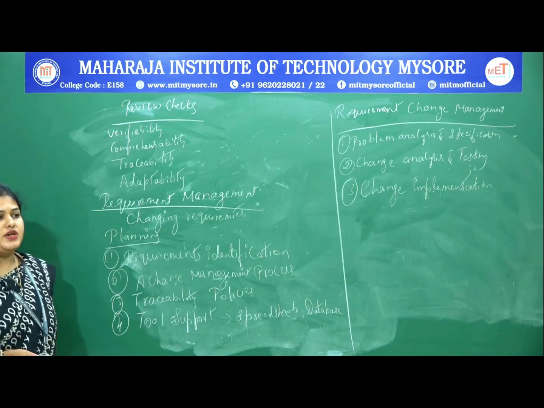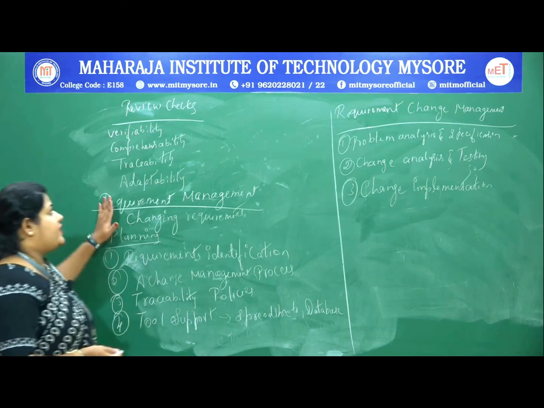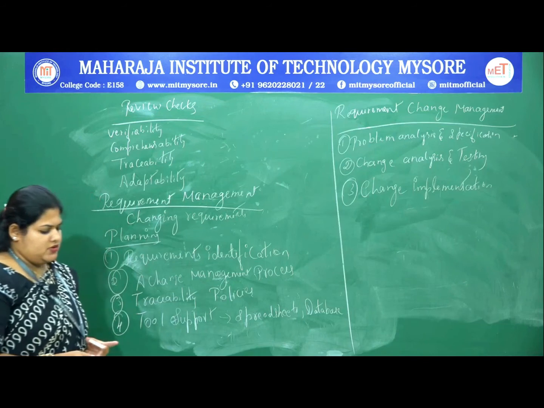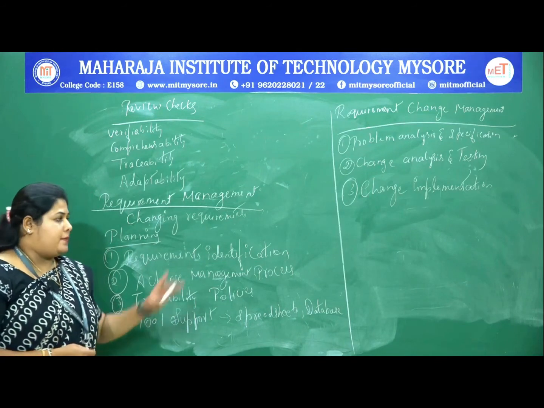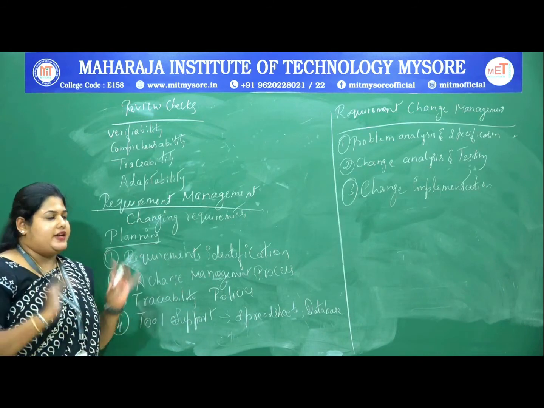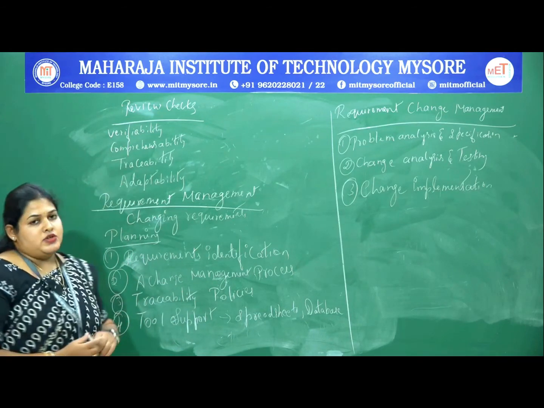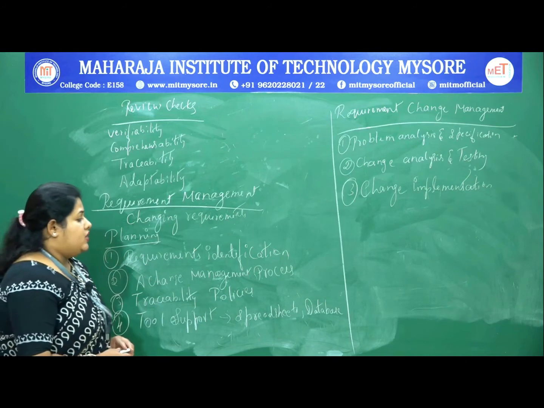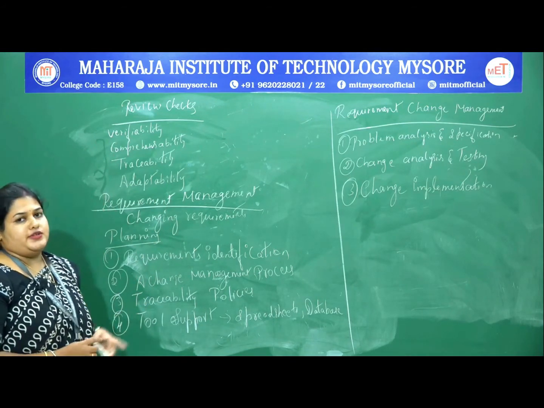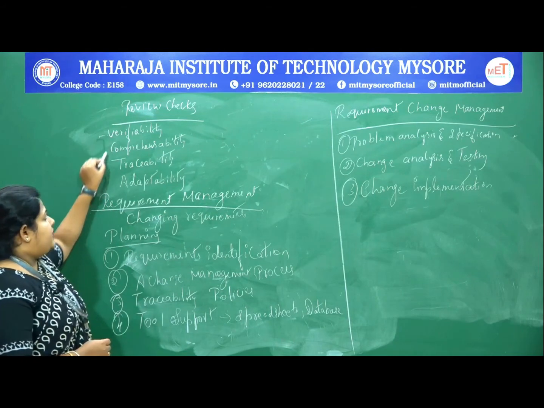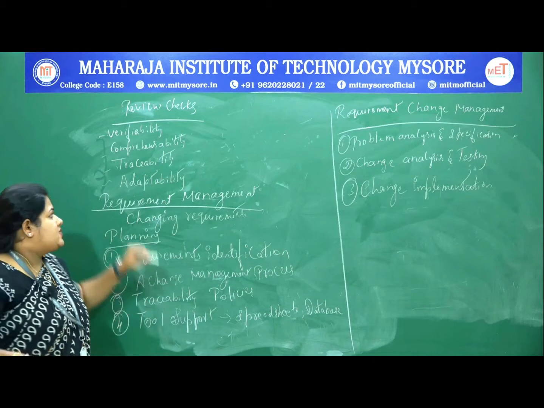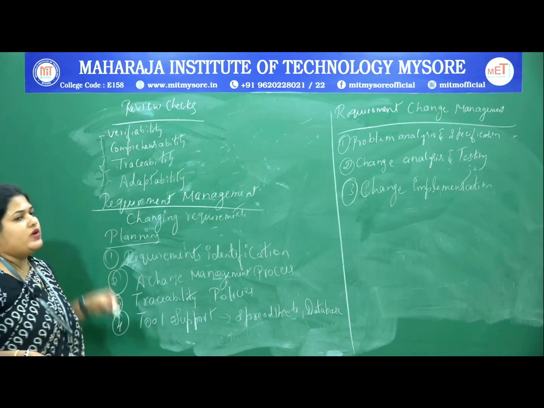So the next topic is all about review checks. Why do we require these review checks? On completion or implementation of the product, after the validation, we need to review it. That is again one of the checks, done on the basis of these four points: verifiability, comprehensibility, traceability and adaptability. Why are these four points required over here?